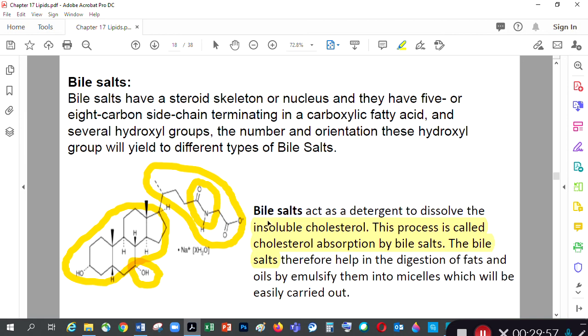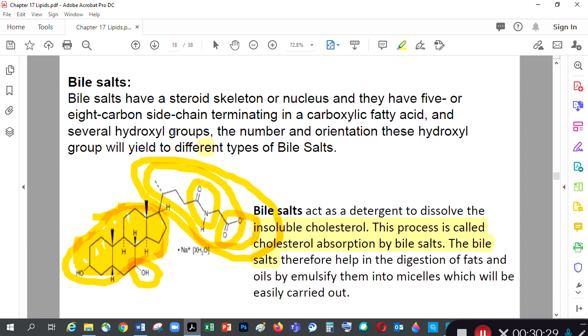But in general, at the end, this is a carboxylic acid because it has a carboxylate ion there. So this part is polar, and this part here is the non-polar part. So you have all this: this is the non-polar part, and this is the polar part.